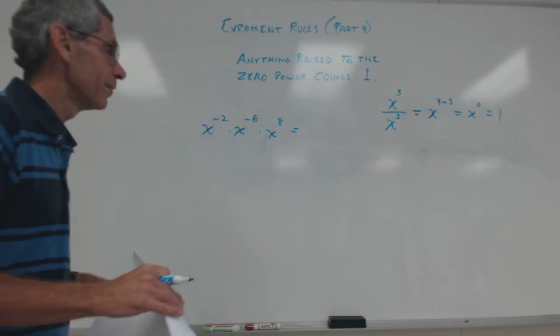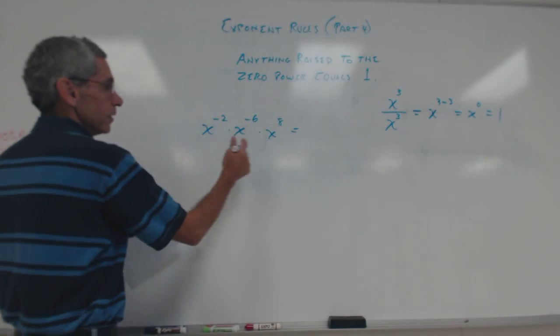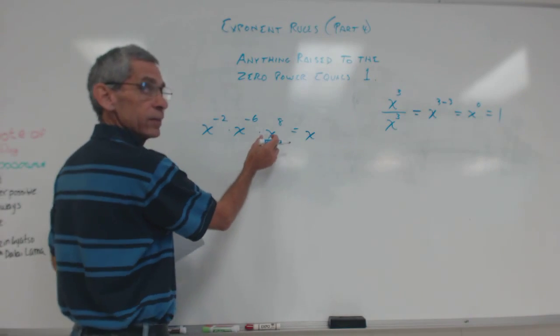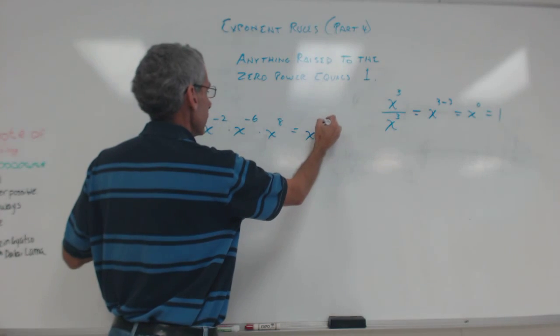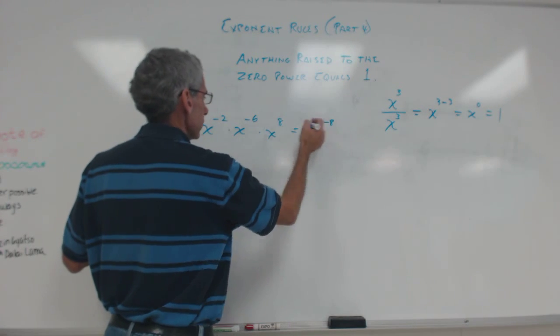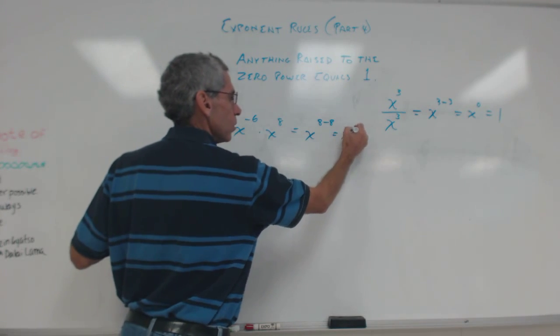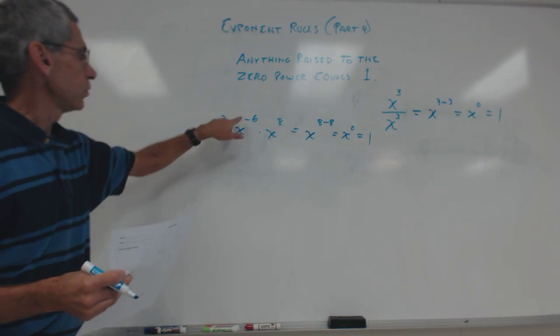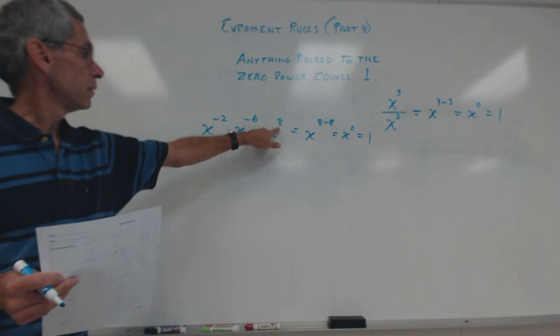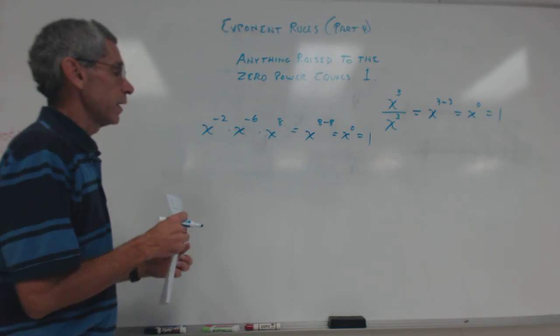Okay? Clear? All right, so I like to do my positives first and then my negatives. So I got 8 minus 8, which is x to the 0, which is equal to 1. Negative 2 and negative 6 is negative 8. 8 minus 8, right? That's 1.